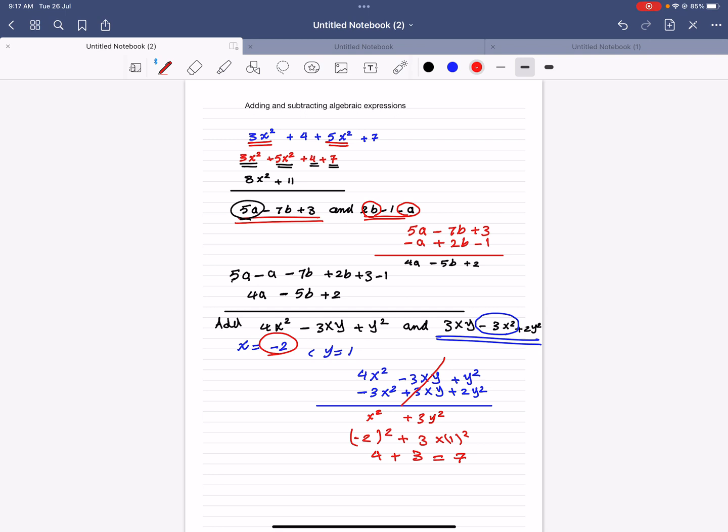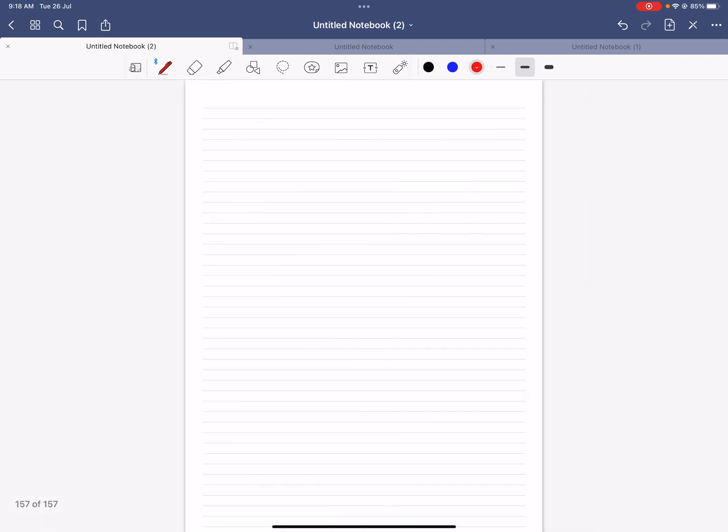Let's move on to the next one, subtracting. By the way, I'm going to focus on subtracting. Subtracting has small tricks that you need to watch out for. When it tells you that you have to subtract 5x negative 3y plus 2z from 2y minus z plus 7x.